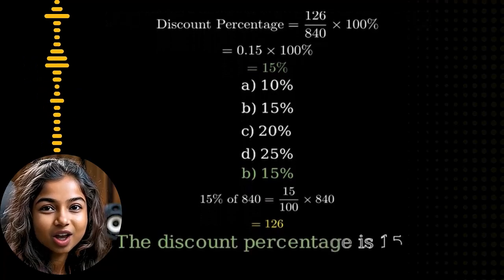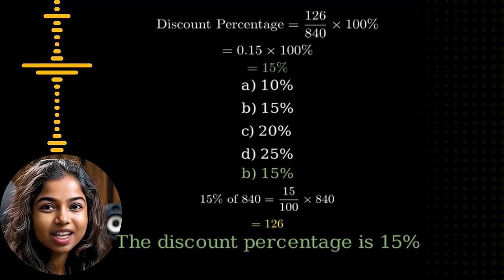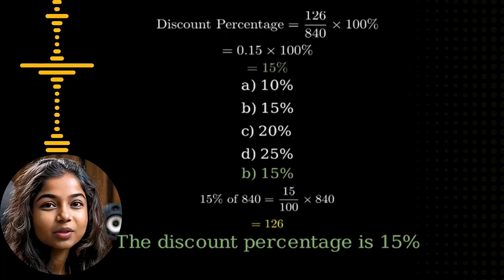So, when an item marked at 840 rupees is sold for 714 rupees, the discount is 126 rupees, which represents a 15% discount from the original marked price.